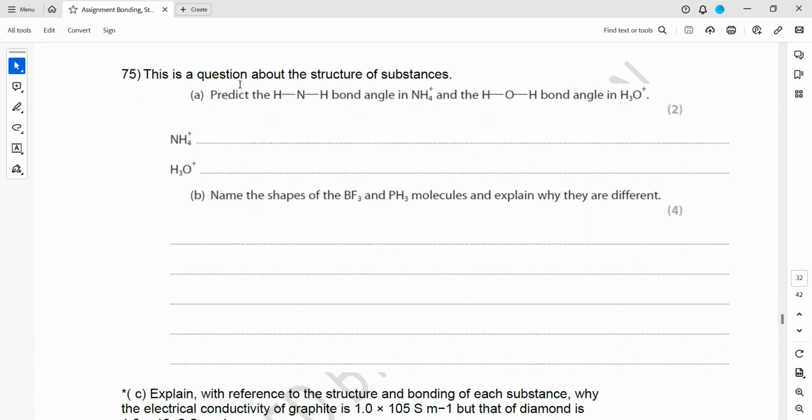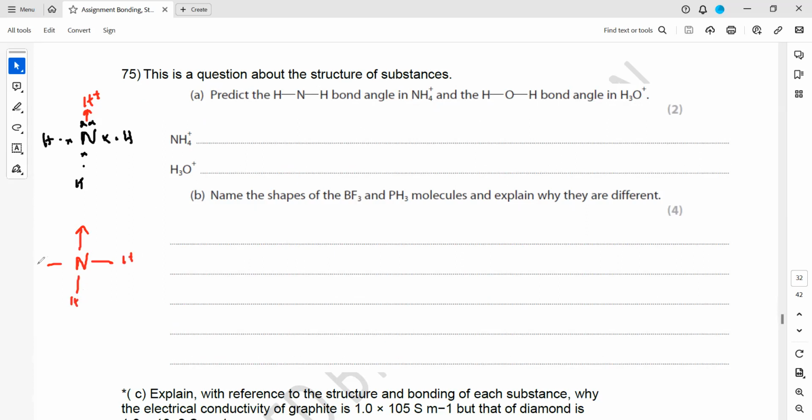This question is about the structure of a substance, NH4. We have to predict the bond angle in NH4. First, what is NH4? Ammonia is NH3, and there's a lone pair on nitrogen, and to this lone pair on nitrogen, the proton is attracted and there's a dative bond. So when you're predicting a geometry, the dative bond you will also consider as a covalent bond. So 1, 2, 3, and 4 covalent bonds are there.